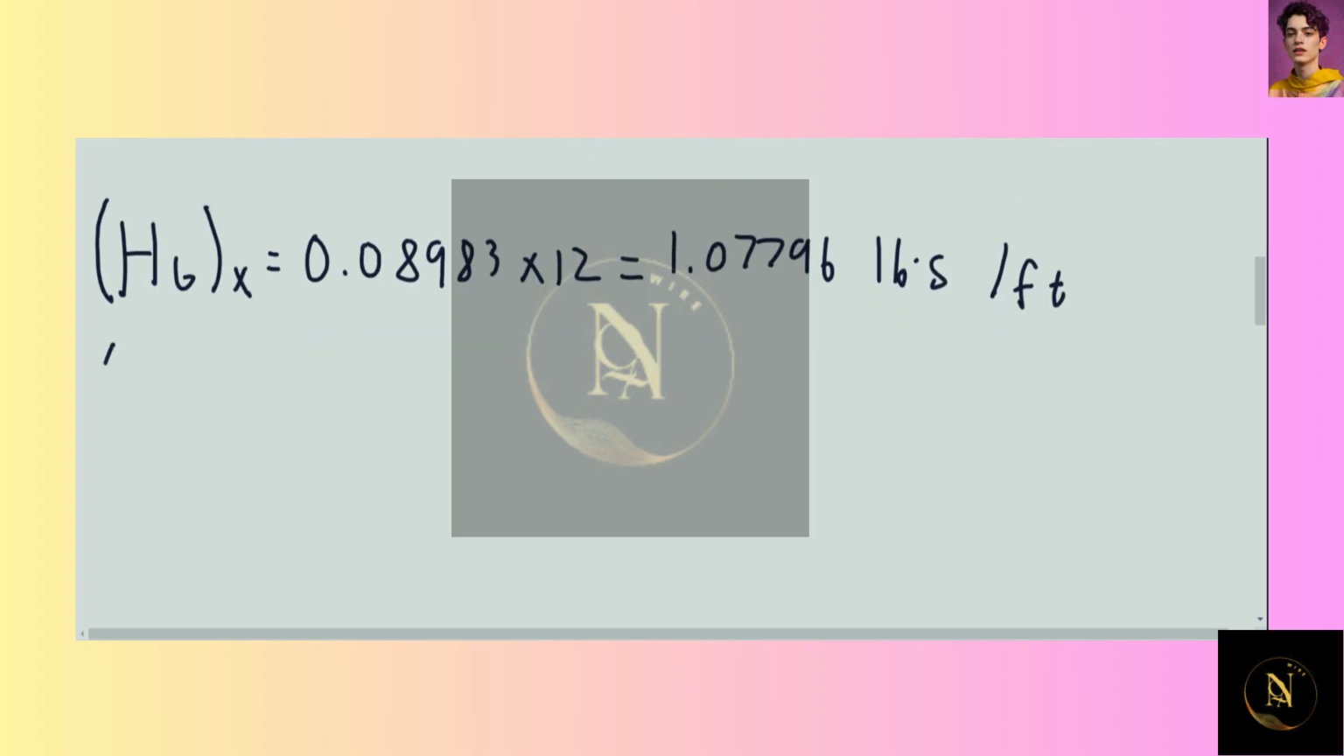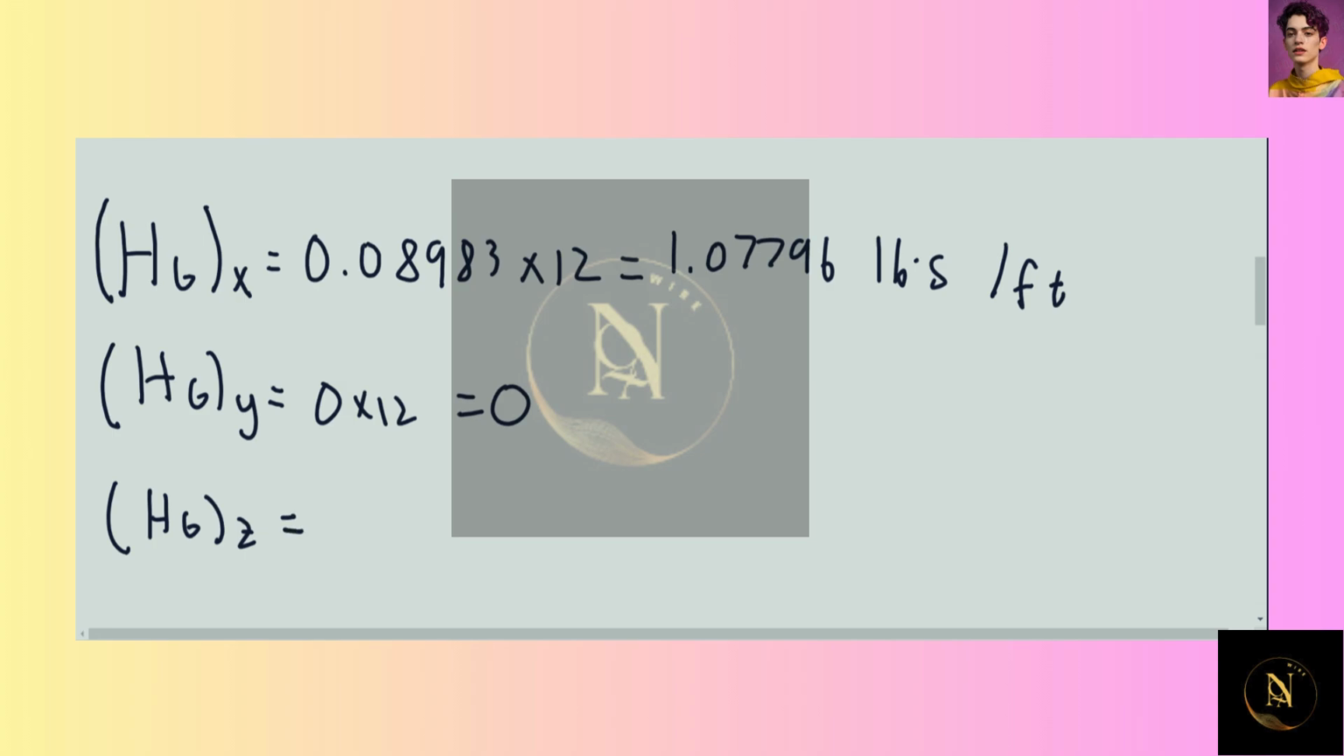So now for the y direction, this is going to be equal to 0 times 12, which is just going to be 0. And now for the z direction, this is equal to negative 0.0539 times 12. Thus, this will be equal to negative 0.6468 pounds seconds feet. So we now have our i component and our k component of this angular momentum vector.